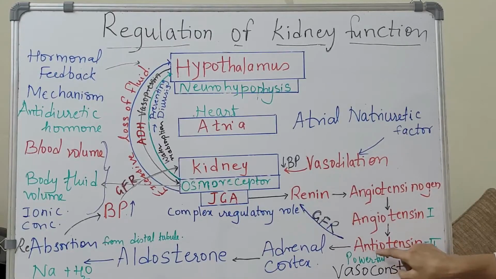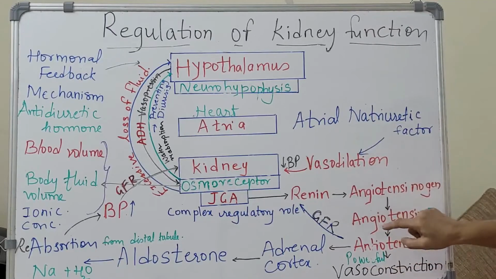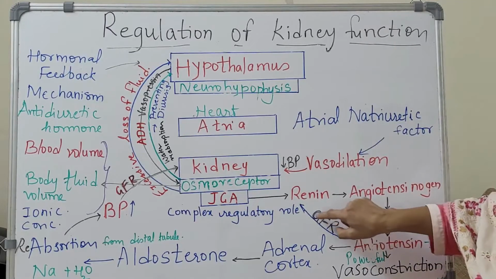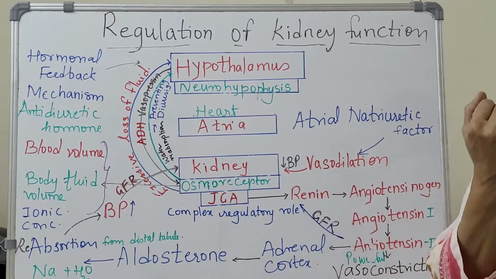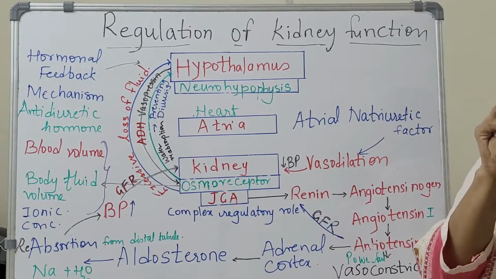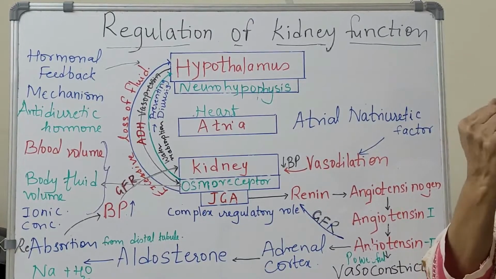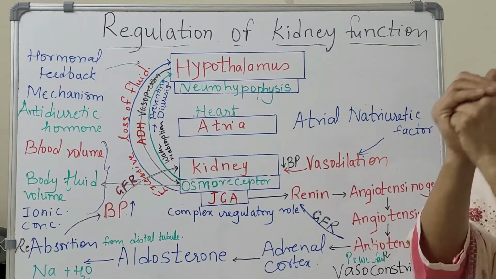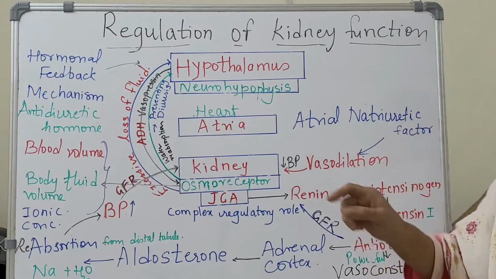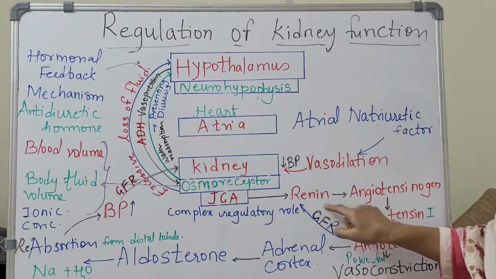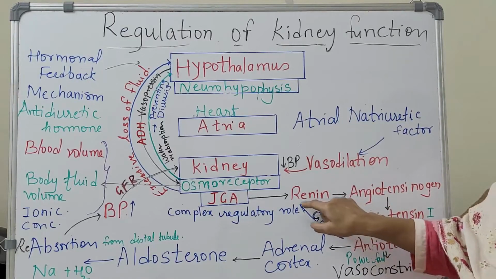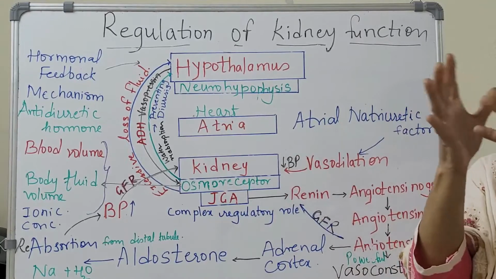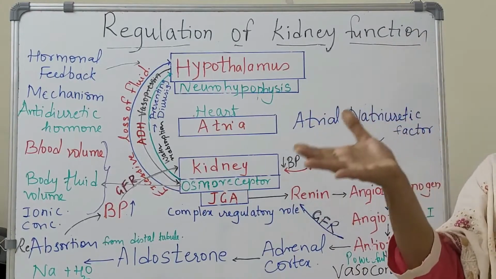This hormone angiotensin 2, which is a powerful vasoconstrictor, constricts the glomerulus. Now this glomerulus, when constricted, will increase the flow of blood in the glomerulus. So it will increase the GFR. Now when the GFR is increased, the release of renin stops.